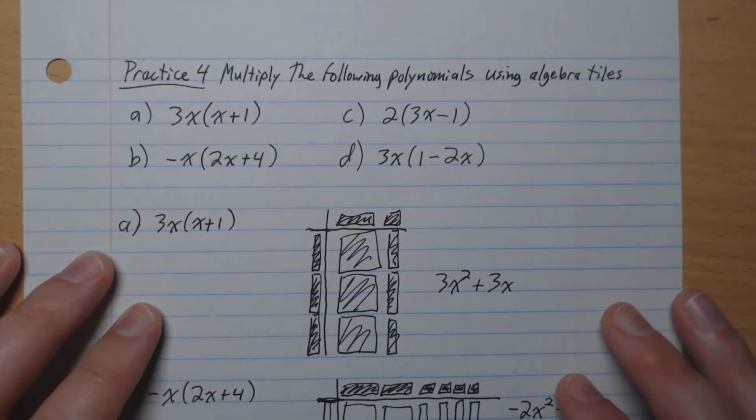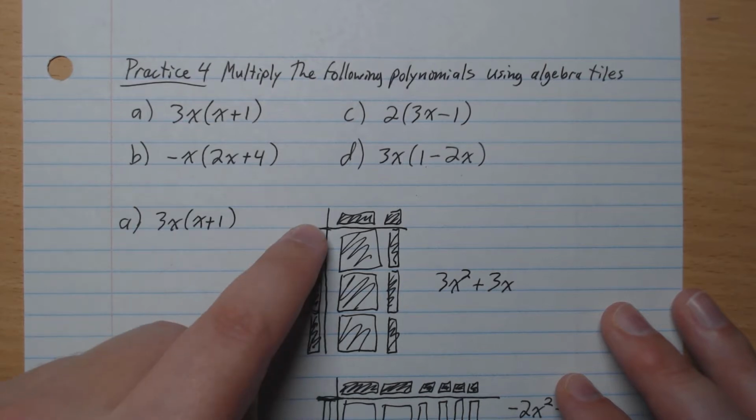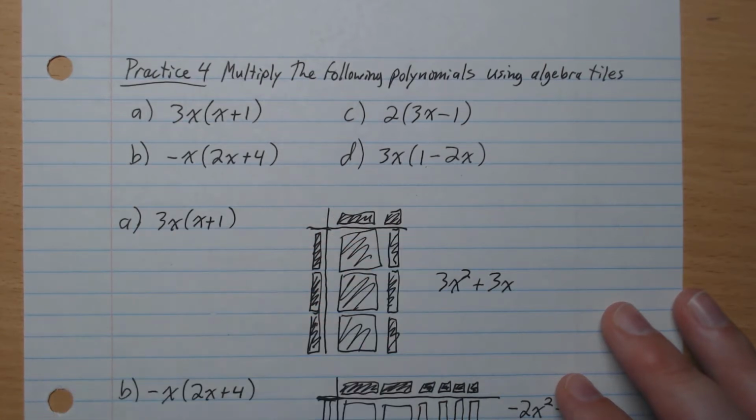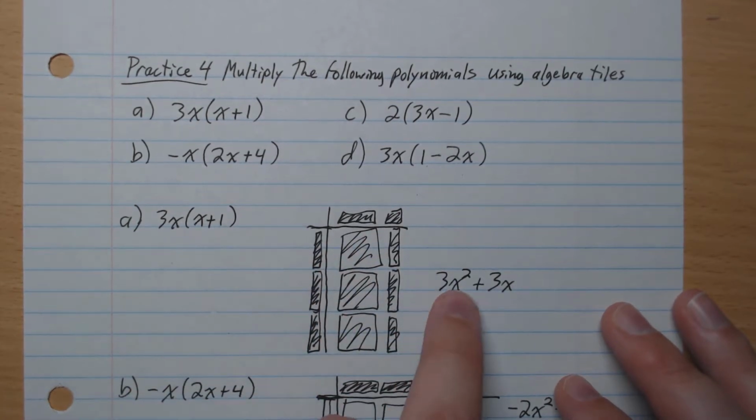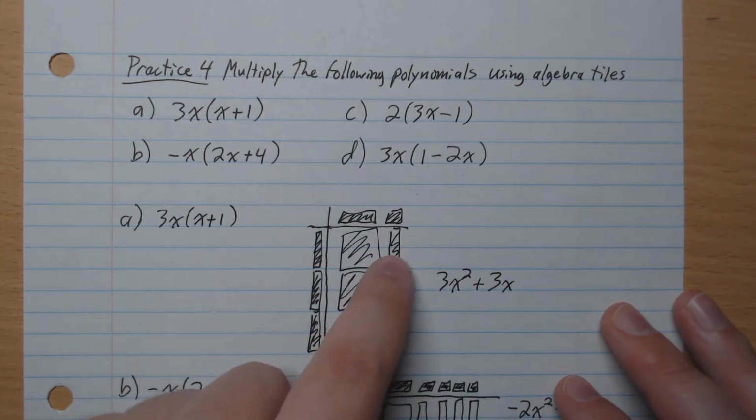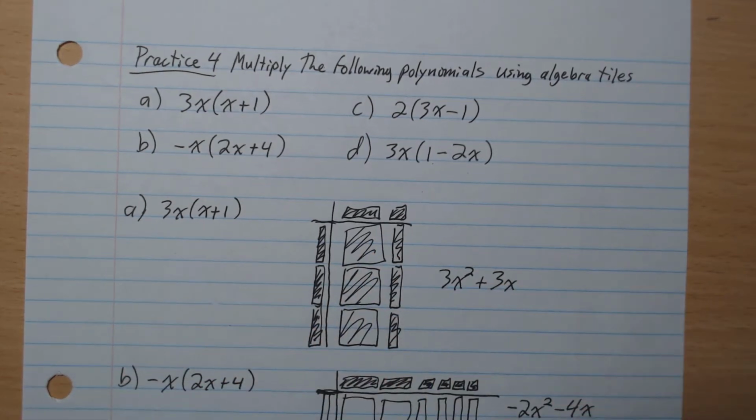Okay, we're back. So we have 3x times x plus 1. X squared, x squared, x squared. X by 1, so x, like that. So in total we have 3x squared and we have 3x as such.